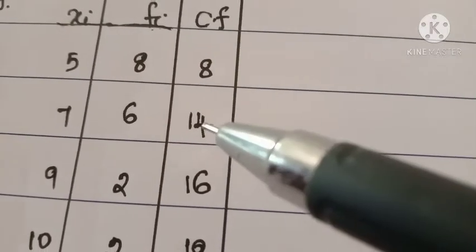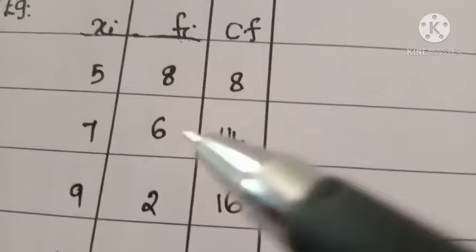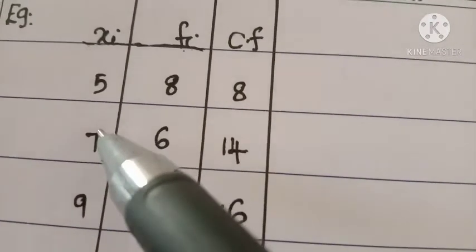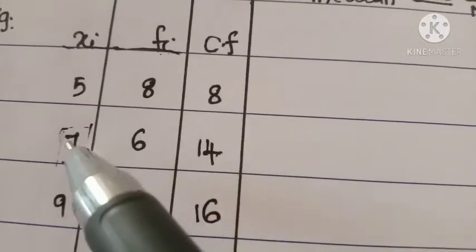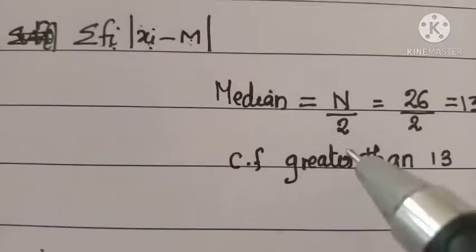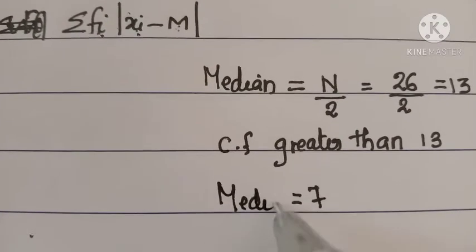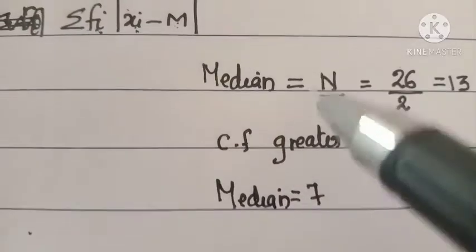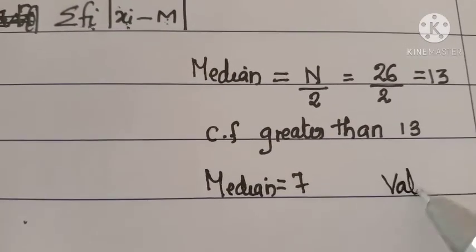Greater than 13 is 14. So corresponding to this cumulative frequency, the value of x is 7. Corresponding to this 14, the given value is 7. Naturally, median is equal to 7. So this is the method of obtaining median for values given.